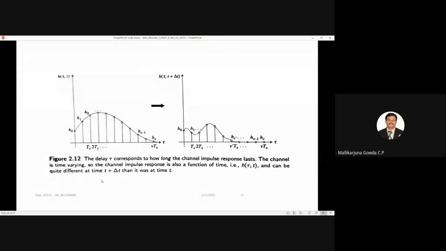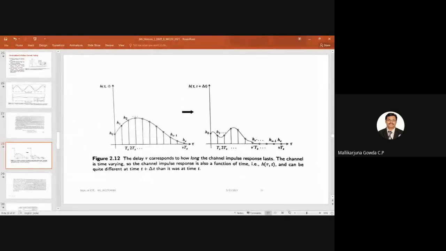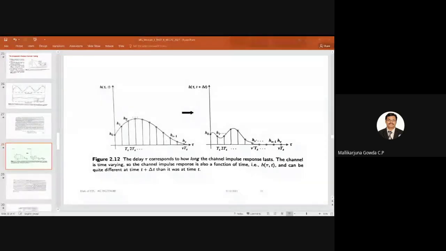Hope you're able to see this diagram. Yes, sir. Yes, able to see this diagram.